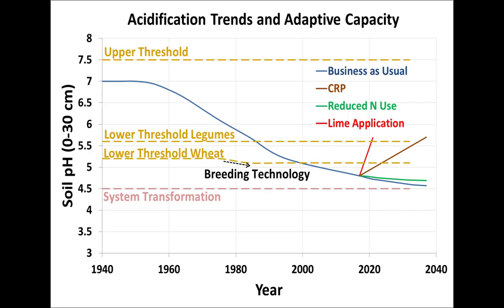And this is that resistance. This is the rate of change that's taken place. This is 1940. We started off at 7, a little bit below 7. The advent of a lot of application of monocalcium fertilizers. We've been going down steadily over time. And here we are, this is at 4.5, we're approaching system transformation. We'd be into blueberries or something else that actually was tolerant to really low pHs.